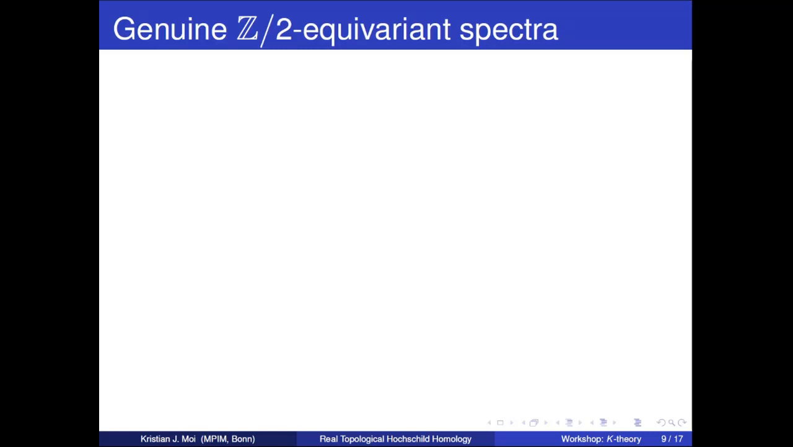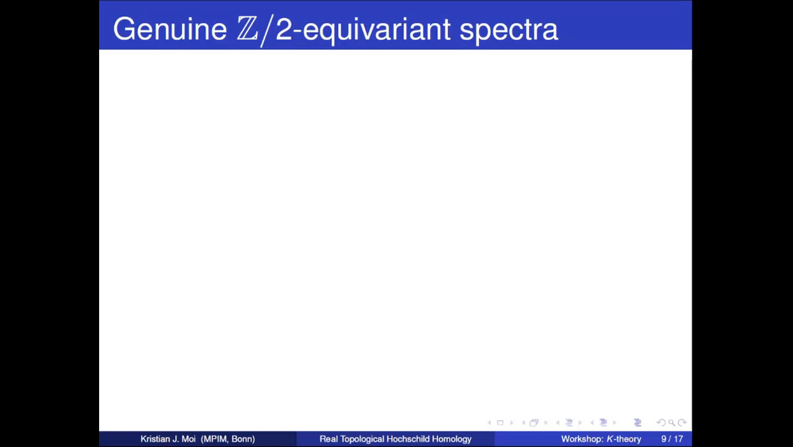So now we have a map between K-theory and THH. These are spectra, or infinite loop spaces, if you like. But now I want to take the involution into account, and I want to do this in a maximally structured way. There's a way to do that in equivariant homotopy theory, which is the theory of genuine Z/2-equivariant spectra. This works for any group, but it simplifies a lot for Z/2, so I'm only going to present that case.